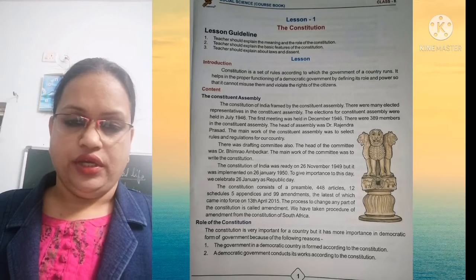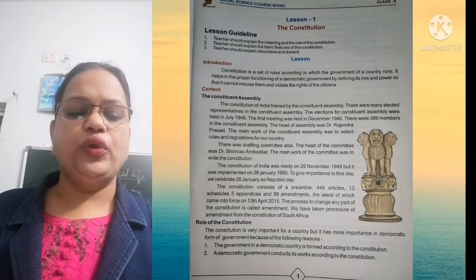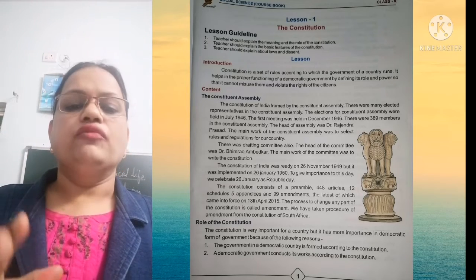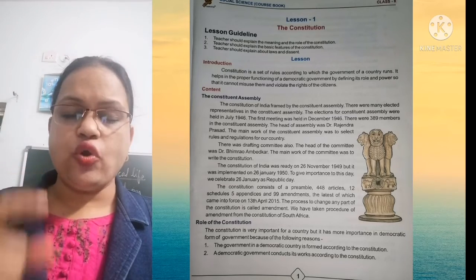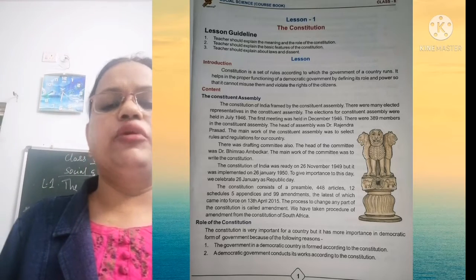Now you must know what is Constitution. See, Constitution is a set of rules. Constitution means it is a set of rules according to which the government of the country runs. To run any country, we need a constitution. Government needs a constitution, and this constitution helps in the proper functioning of a democratic government.